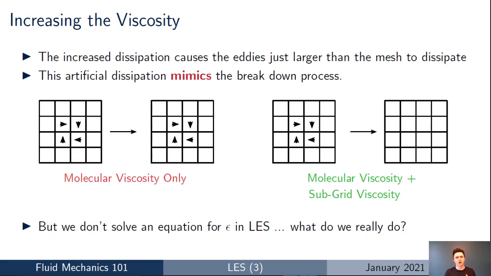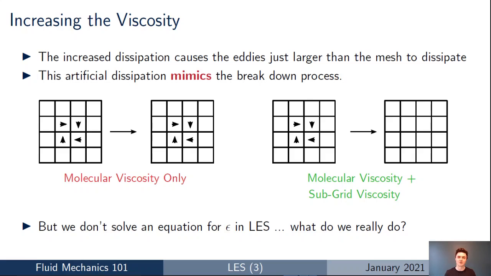But there's one last thinking point which we need to think about here before we jump into some further detail, and it's actually to understand what we're really doing here. This is a very careful point, and it might be worth taking a minute or two to think about. We're increasing the dissipation rate artificially in our LES simulations, and this will cause the eddies that are just larger than that smallest cell size to dissipate and to break down. So we're dissipating the eddies. Of course, this isn't the true process. What we're actually doing in LES is artificially increasing the dissipation rate to mimic the breakdown process.